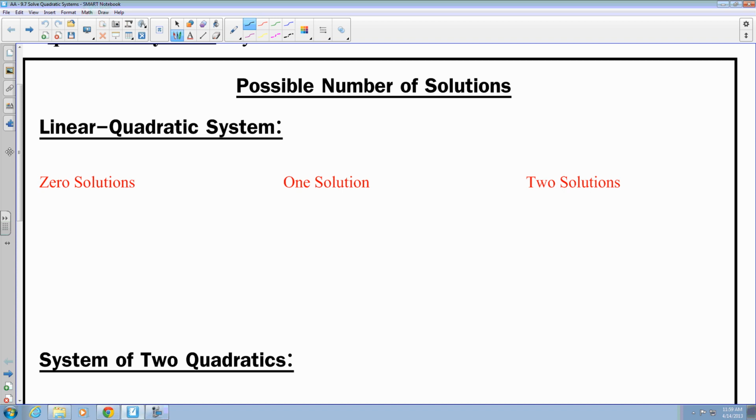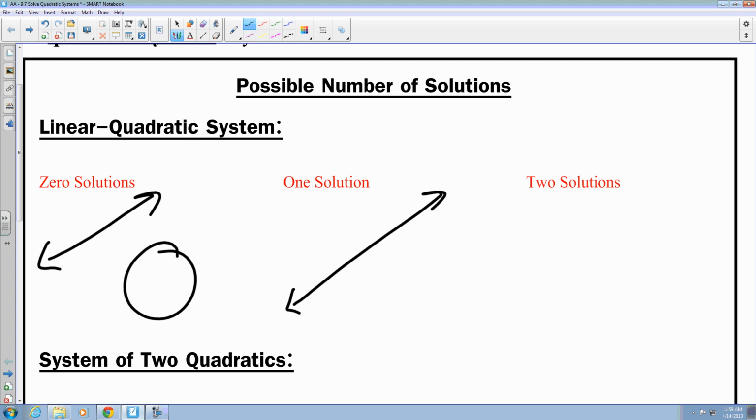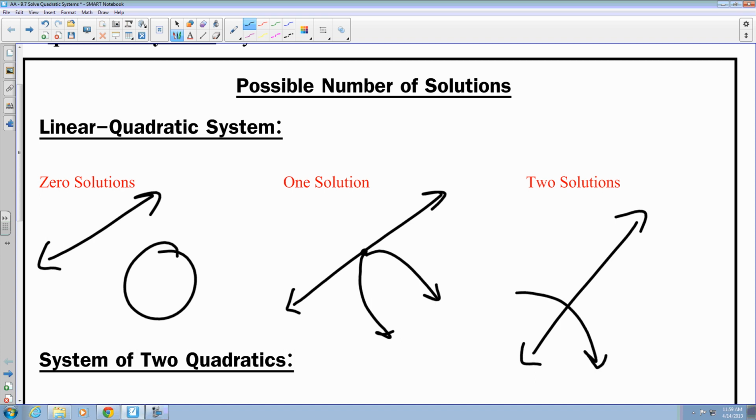Zero solutions means that it doesn't intersect at all. Like say I have a line right here, and I have a circle here on a graph. Neither one would connect, so they have zero solutions. For one solution, say I have a line here, and then the vertex of a parabola. That would be considered just one solution. Two solutions, say I had the line again, and a hyperbola that looks something like this, and those two intersections would be two solutions.